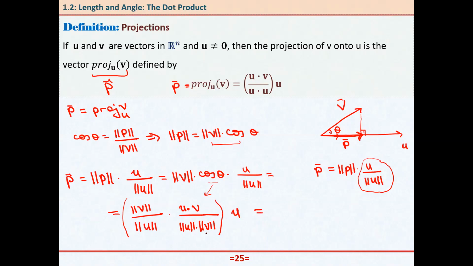Now, if you simplify this, the magnitude of vector V cancels. And how about norm of U times norm of U? That is just equal to U dot U, as you know. So here we have U dot V in the numerator and U dot U in the denominator. It is all just a scalar, and outside we have vector U. So the projection is U dot V over U dot U times U. That is how we compute the projection of one vector onto another vector. And don't forget that it's also a vector.